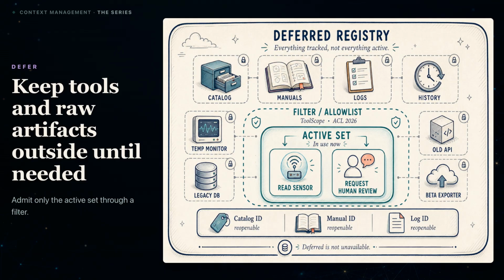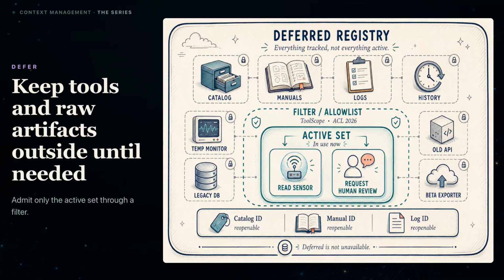The same principle applies to tools and raw artifacts. The model does not need the full diagnostic catalog, every manual, old logs, conversation history, and inactive fields in every request. Keep those resources in an external registry, then admit only the active set through a filter or deterministic allow list. For this step, our assistant may need just 2 actions: read the relevant sensor, and request human review. It does not need every calibration or administration tool.